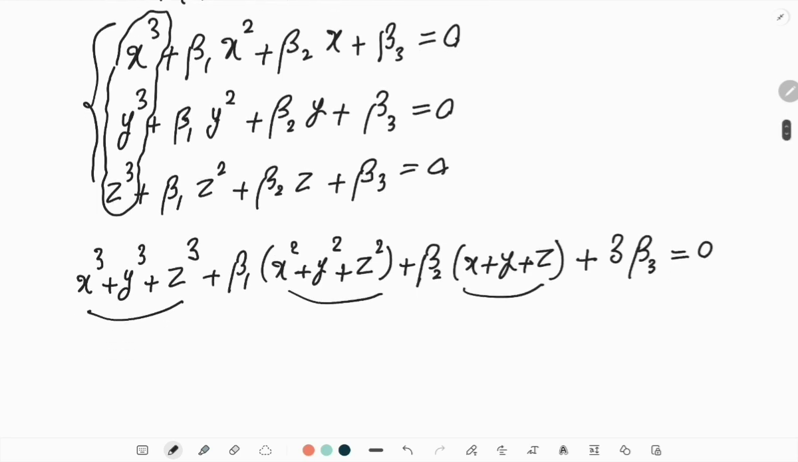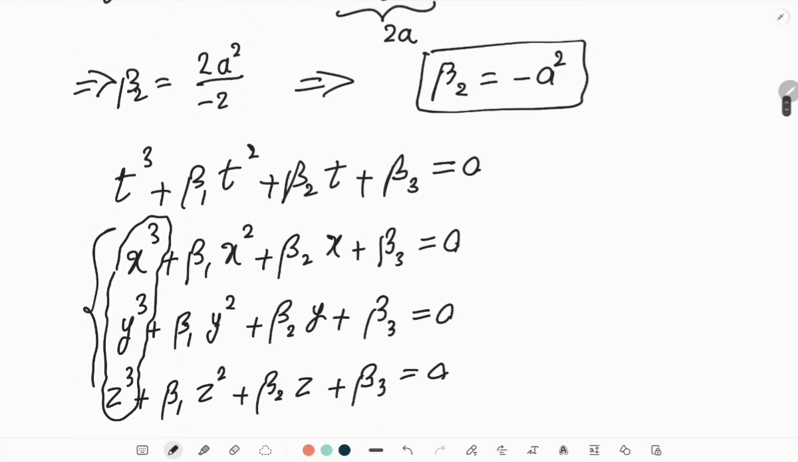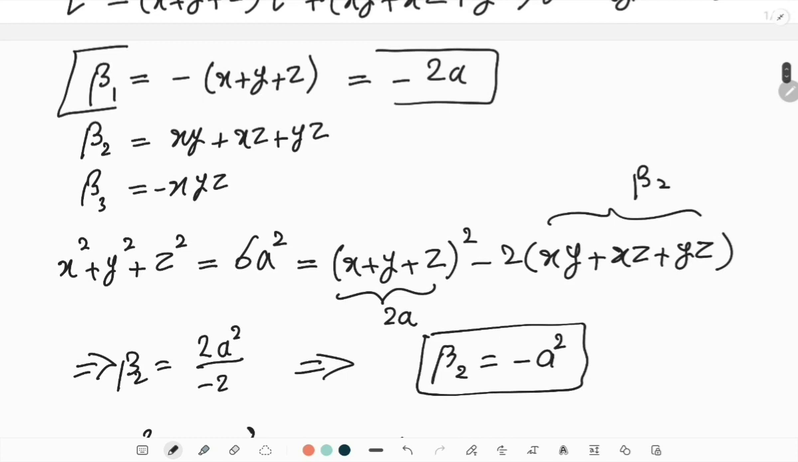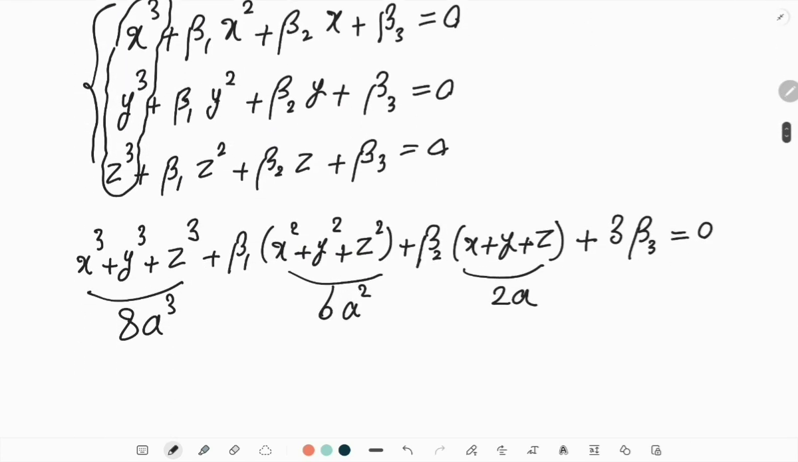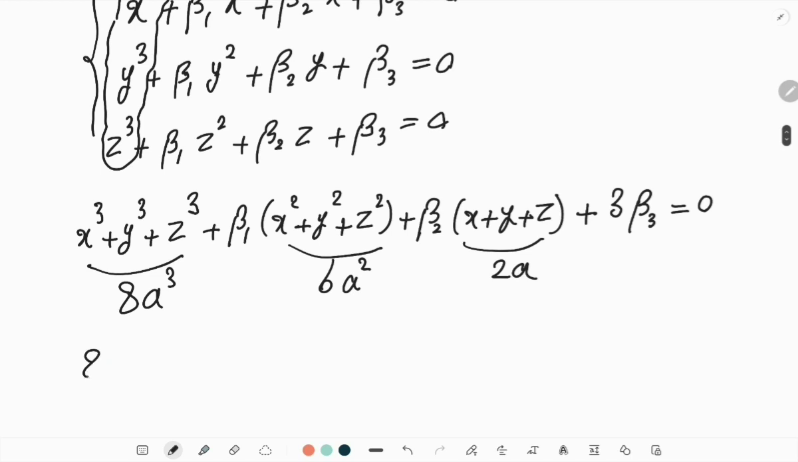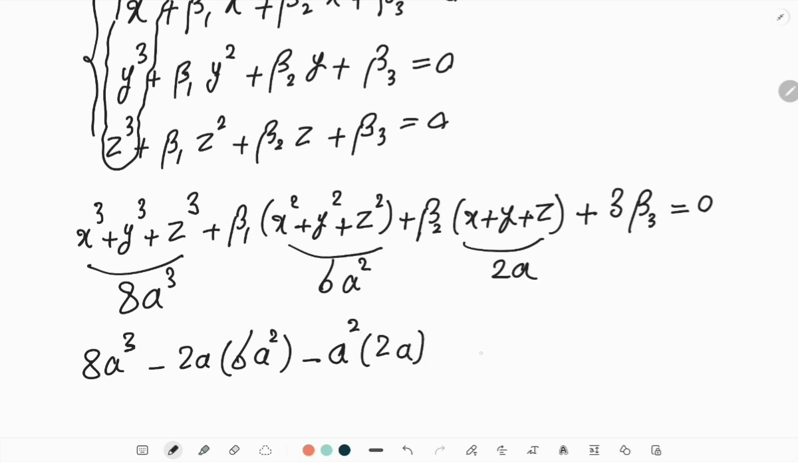So this is 8a^3. If you go back to the system, you can see that this is 6a^2 and this is 2a, right? I already found beta 1 and beta 2. This was beta 2 and that was beta 1. So I'm just going to replace everything here. I already find beta 3. So then I get 8a^3. Beta 1 was minus 2a, so basically minus 2a times 6a^2. And beta 2 was minus a^2, so basically minus a^2 times 2a plus 3 beta 3 must be 0, right?